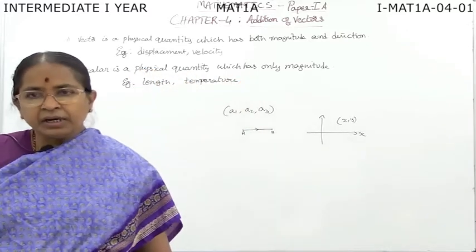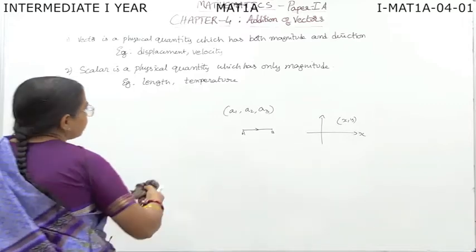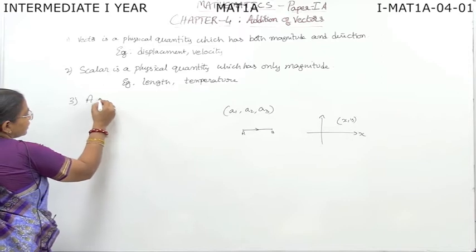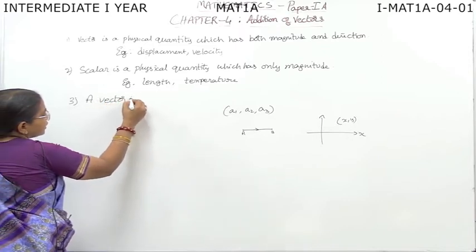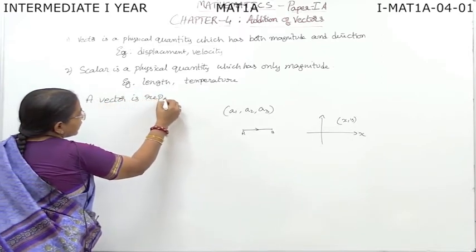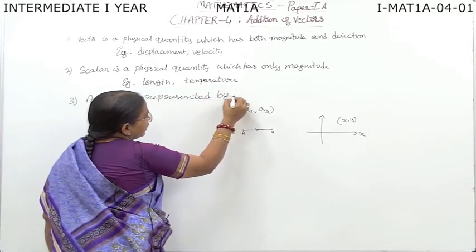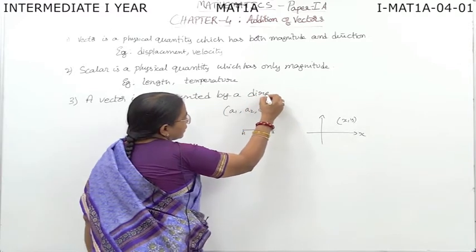Now a vector, we represent a vector by a directed line segment. A vector is represented by a directed line segment.